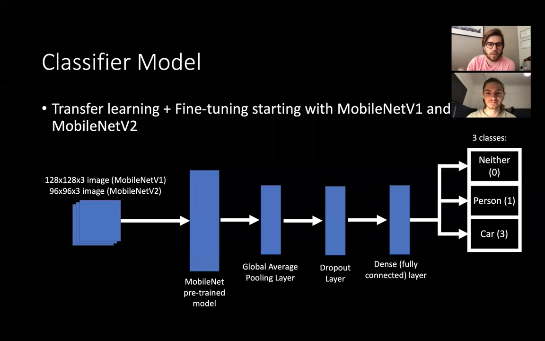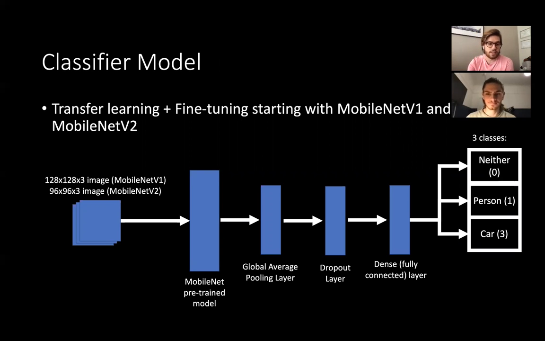Regarding the model of our classifier, we decided to use transfer learning, so to use a pre-trained MobileNet, both the V1 and the V2 models, and then add some of our layers, then do some fine-tuning later to adapt to our data set and to our needs.